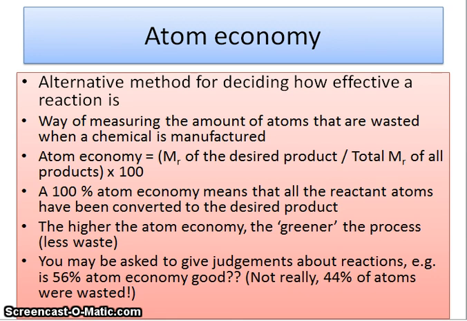And again, this is a common question that you may be asked to talk about. The atom economy varies according to the reaction being carried out. For example, a low atom economy means that few atoms in the reactants have been converted into the desired product. An atom economy of 100% means that all the atoms in the reactant have been converted into the desired product. In general, the higher the atom economy of a process, the greener it is. The fewer resources are wasted to make the desired product, and so obviously it means there's less waste.